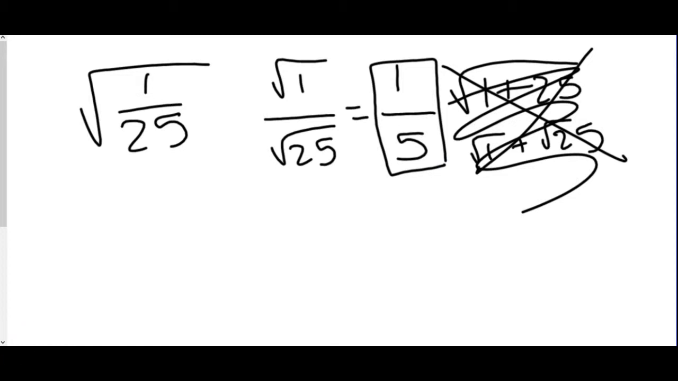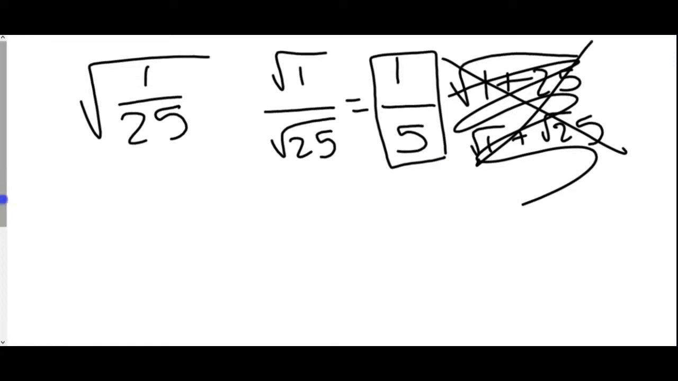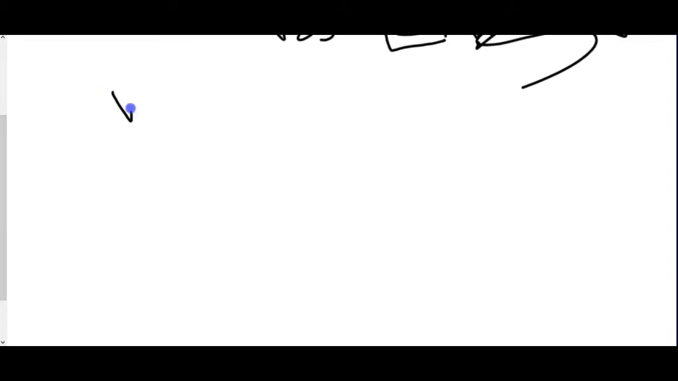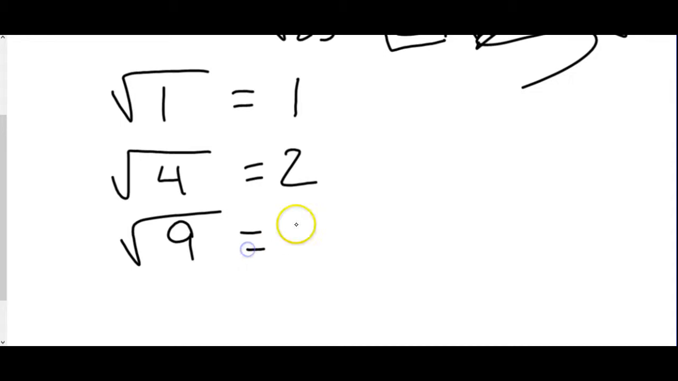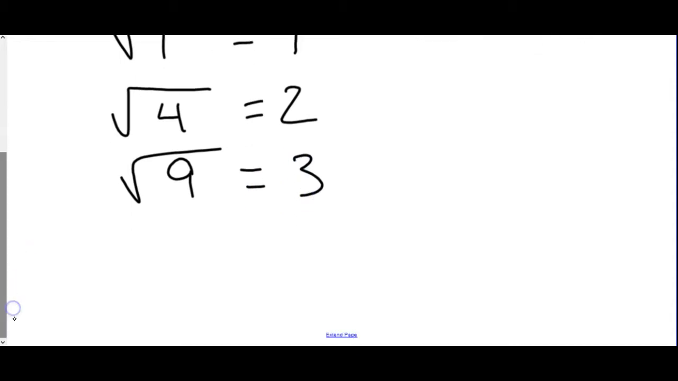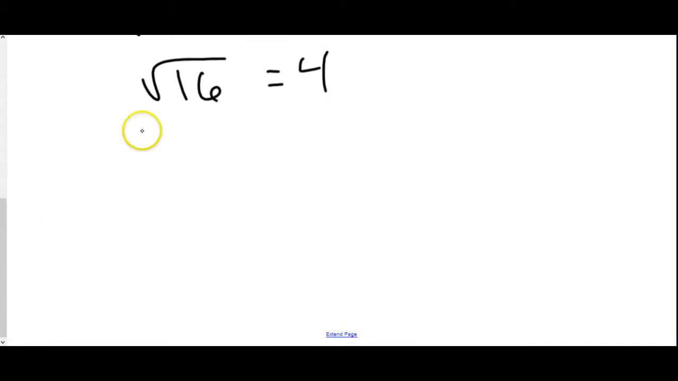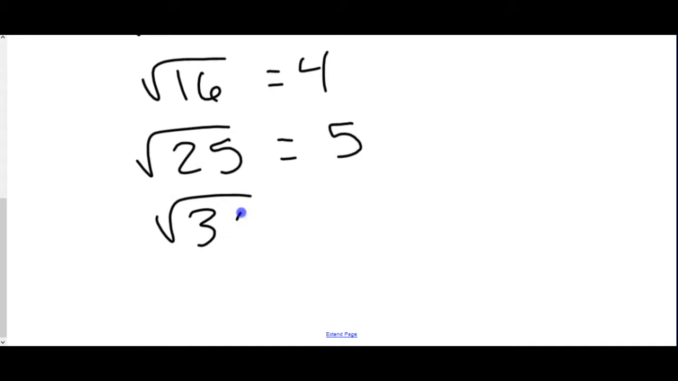When you're working with radicals, it can be a good idea to keep a chart, just a list of all the square roots. We know square root of 1 is 1. We want to know what the next one is, so we have to think backwards. 1 times 1 made 1. 2 times 2 is 4, so square root of 4 would be 2. 3 times 3 is 9, so square root of 9 is 3. 4 times 4 is 16, so square root of 16 is 4. 5 times 5 is 25, so square root of 25 is 5.